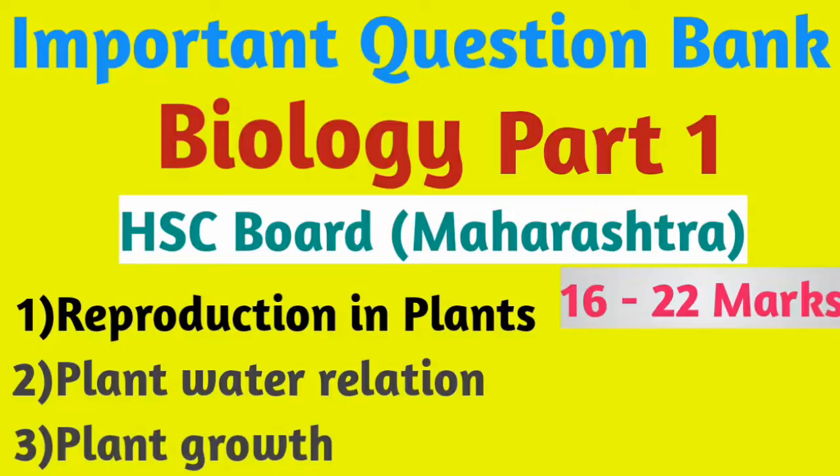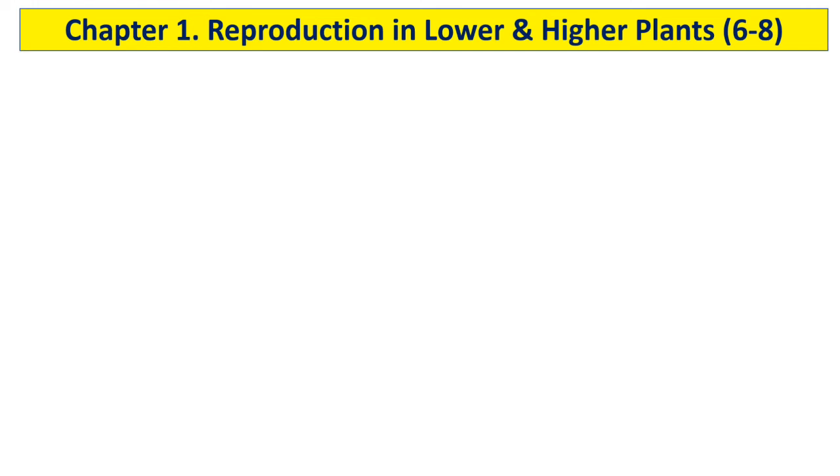Hello students, in this video I will discuss the questions along with answers for three chapters, that is reproduction in lower and higher plants, plant water relation and plant growth. So this video is question bank part 1, chapter 1, reproduction in lower and higher plants. The weightage is 6 to 8 marks.